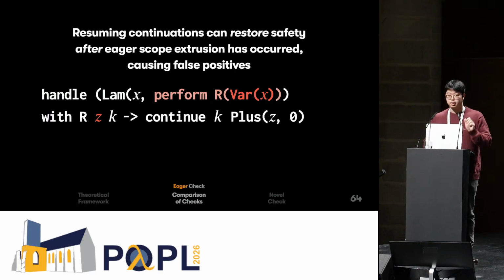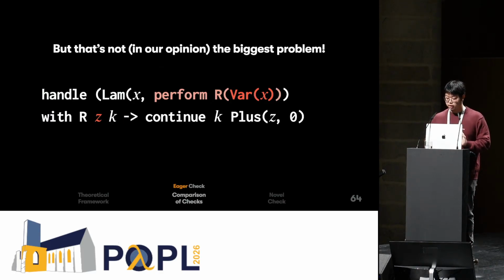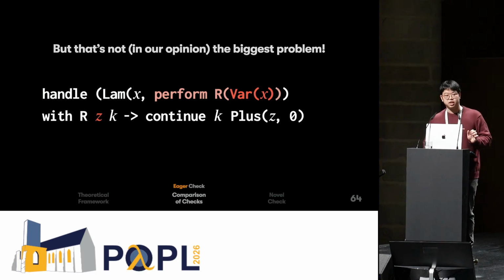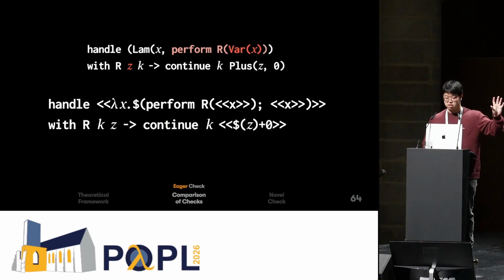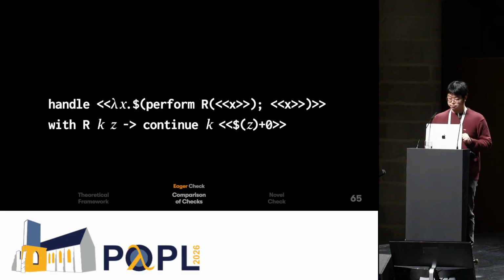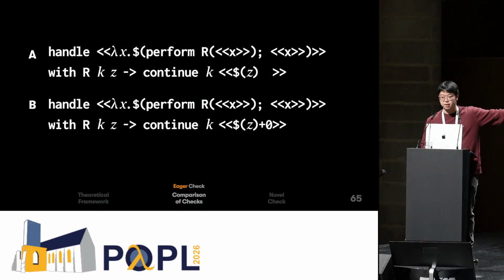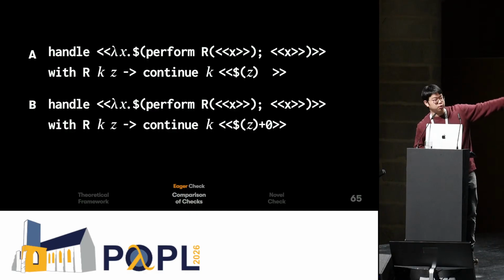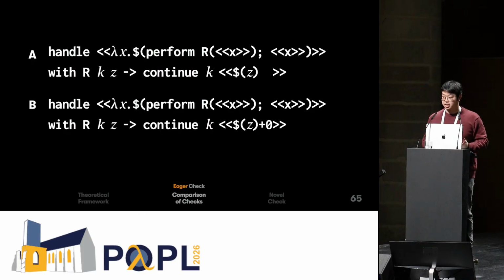That's a problem, but in our opinion, that's not the biggest problem. To see the biggest problem, we're going to translate this lambda AST program into its lambda code equivalent, and we're going to call it B. And here I'm going to act like an optometrist, because I'm going to ask you, do you think there's a difference between B or A, or do they look the same? And the important difference to note is that B has that plus 0 and A doesn't.